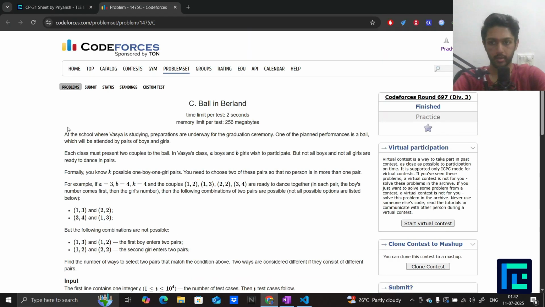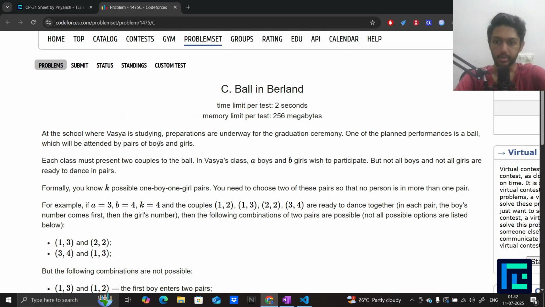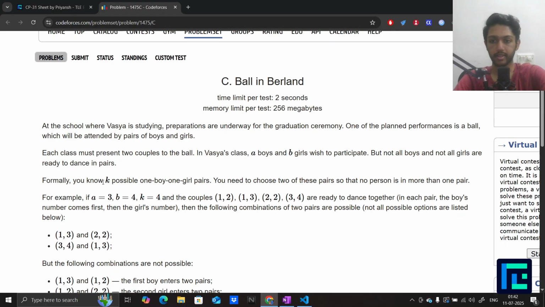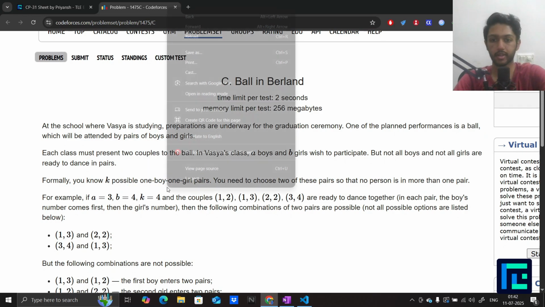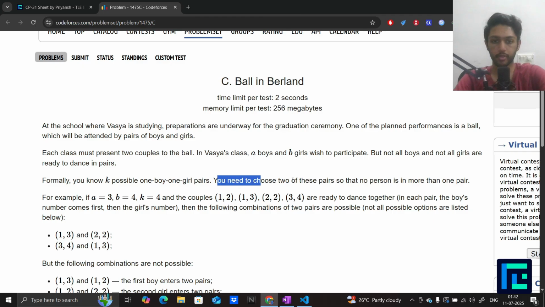in Berland. At the school where Vasya is studying, preparations are underway for the graduation ceremony. One of the planned performances is a ball, which will be attended by pairs of boys and girls. That is, in a ball, the pairs of boys and girls dance. Each class must present two couples to the ball. In Vasya's class, A boys and B girls wish to participate, but not all boys and girls are ready to dance in pairs. Formally, you know K possible one boy, one girl pairs. You need to choose two of these pairs so that no person is in more than one pair.